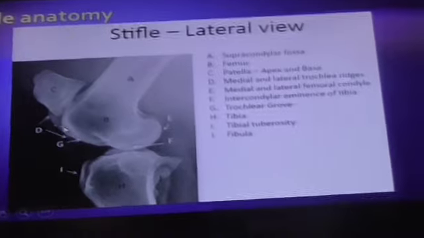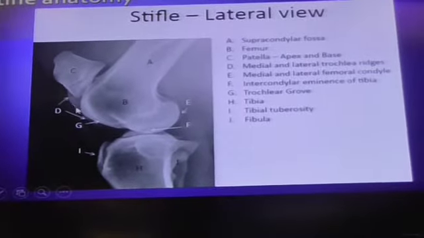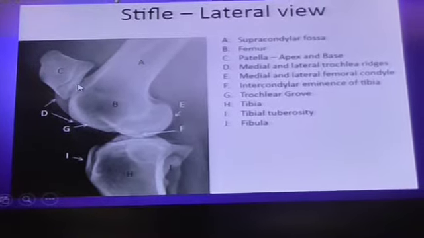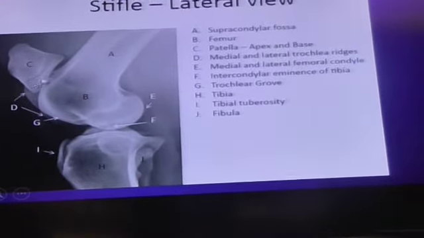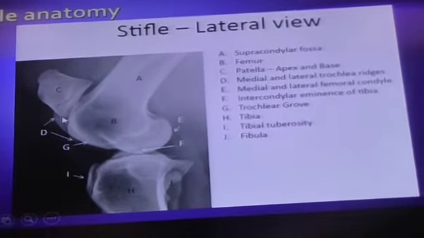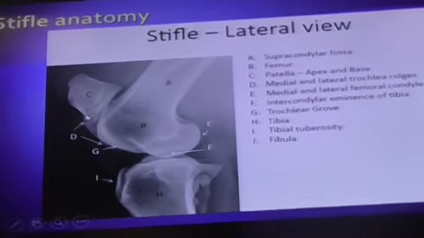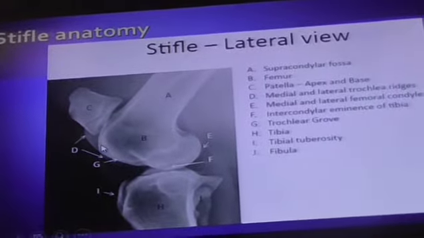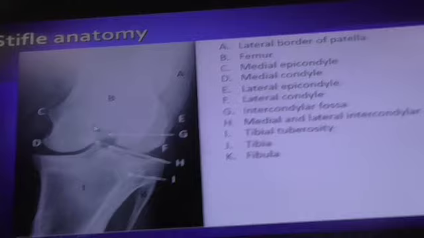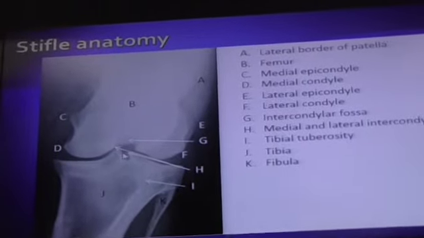You guys have any questions about this? What is this right here? This is a stifle, right? So it's a trochlear ridge. Medial is a mountain. Alright, so medial trochlear ridge of the femur. Okay. Condyles right here. Intercondylar eminence.